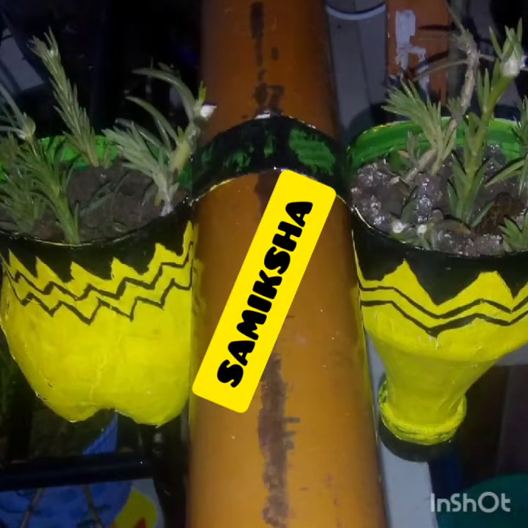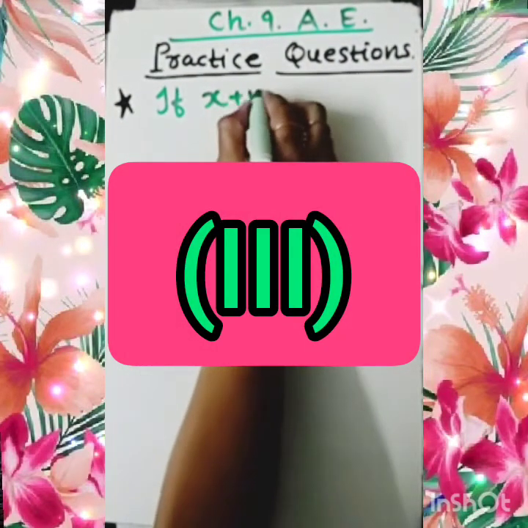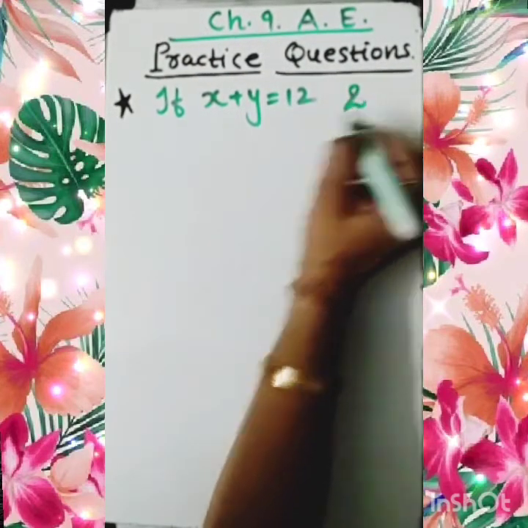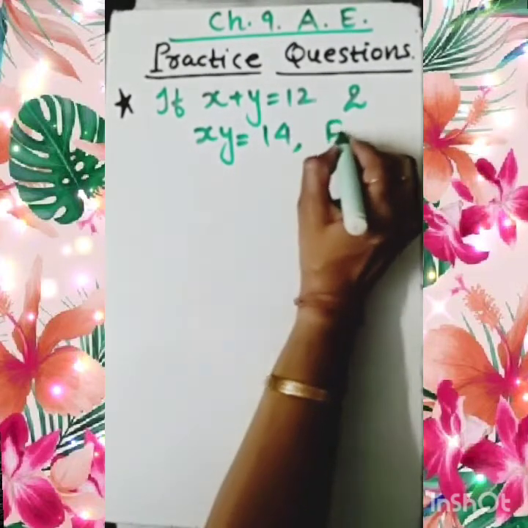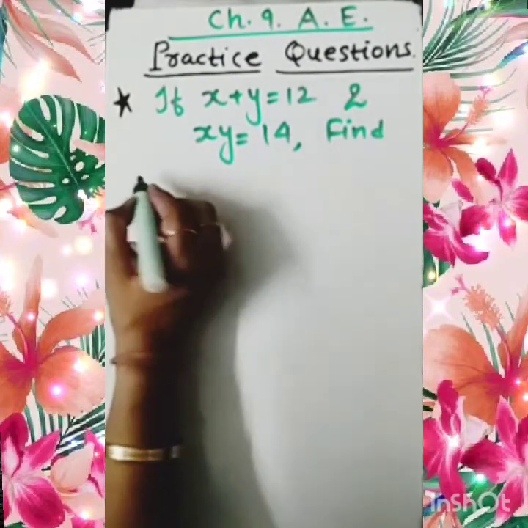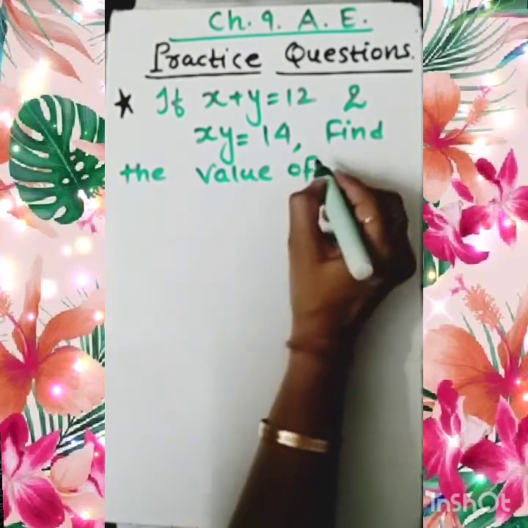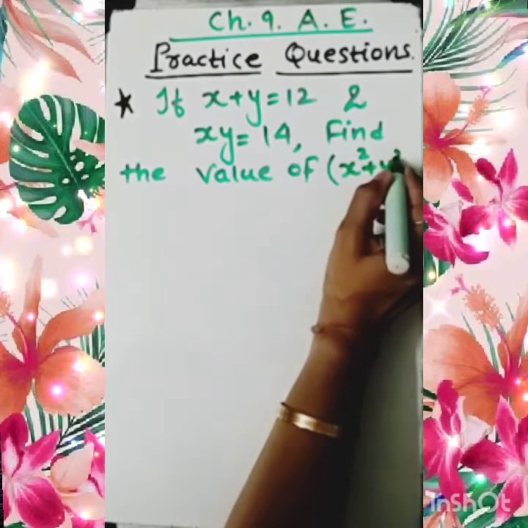My dear student, here is one more question that I am choosing. That is an important question for your exam purpose. We are given: if x plus y equal to 12, please note down the question, x plus y equal to 12 and we are given xy equal to 14. Then what do we have to do with that? Find the value of x square plus y square. This we need to find.